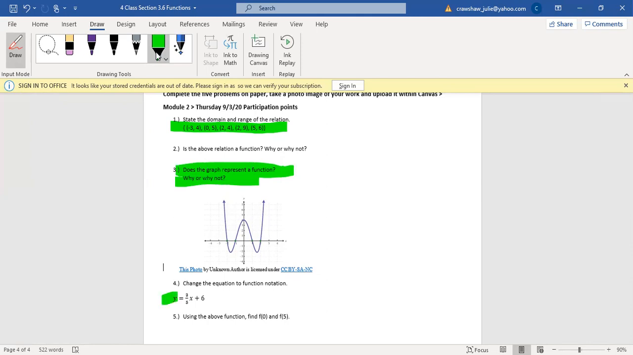And then the last is to create this equation or rewrite this equation, y equals 3/5 x plus 6, into function notation. Place the y. And then lastly, use that function and find the values of f of 0 and f of 5. Put that on paper, take a picture, and upload it.